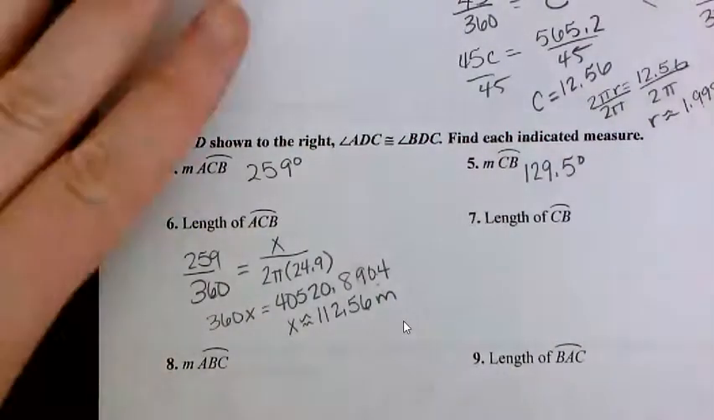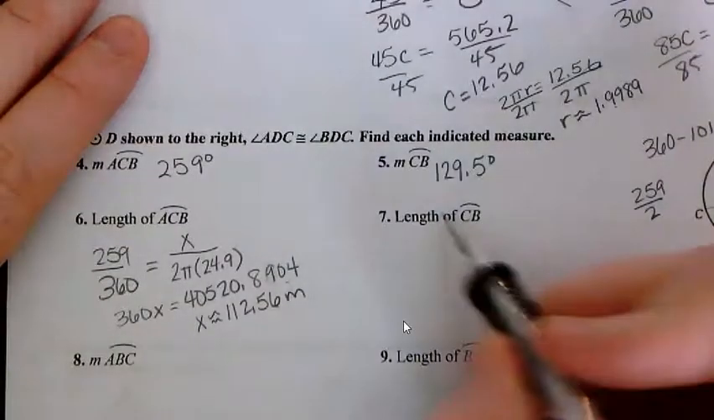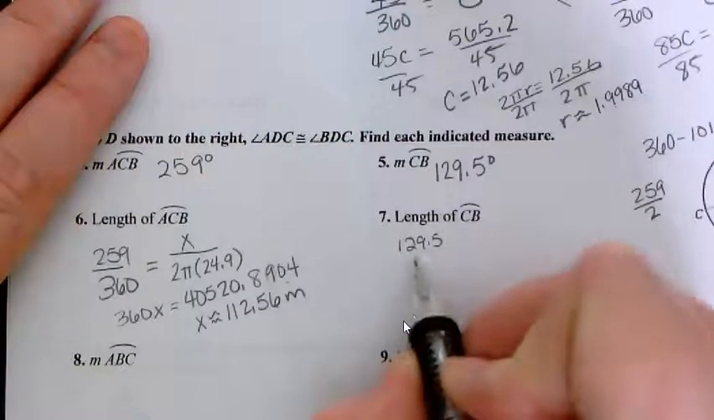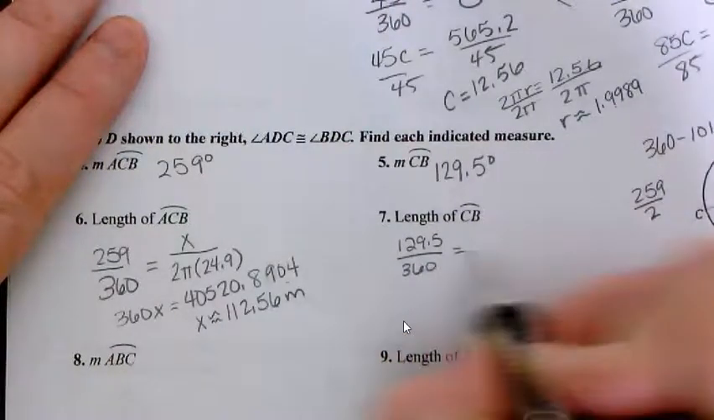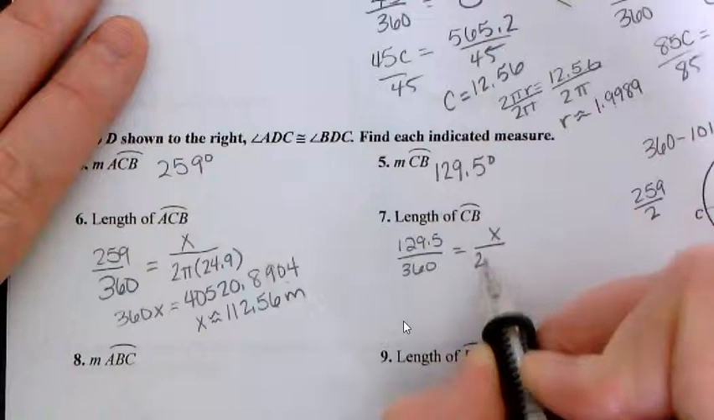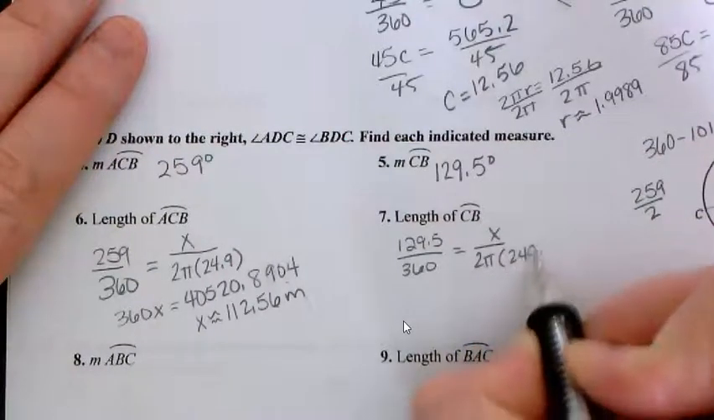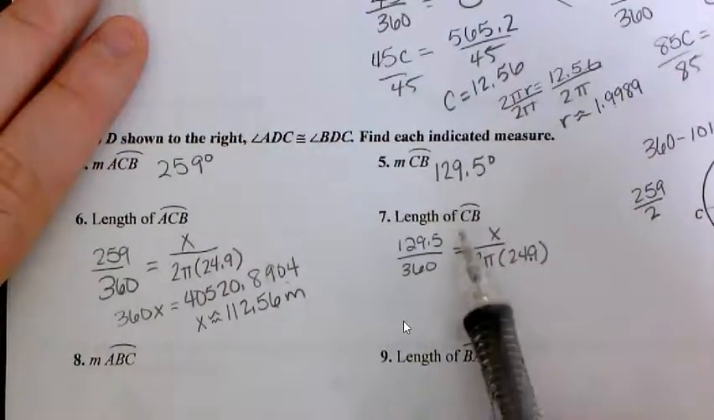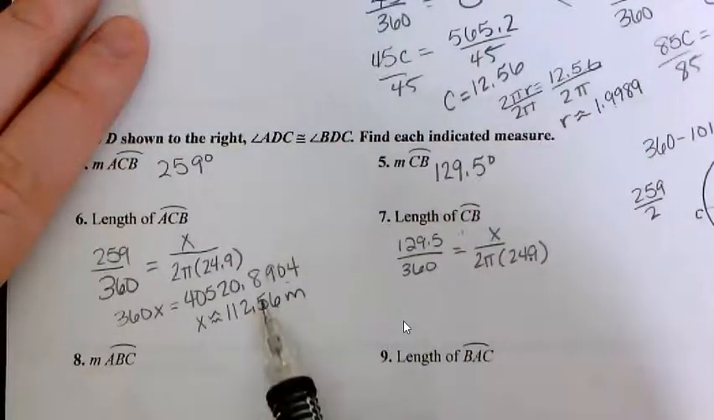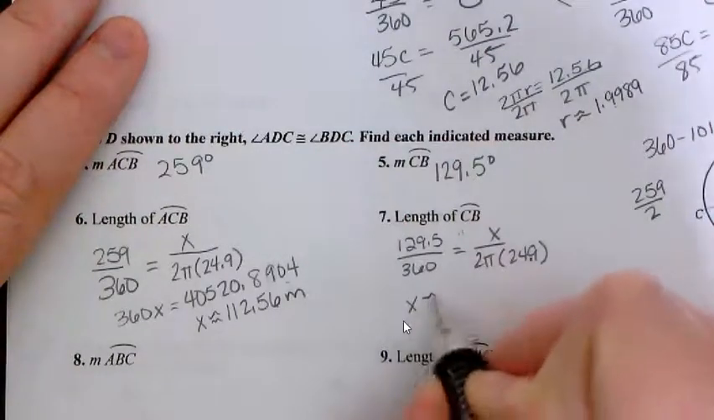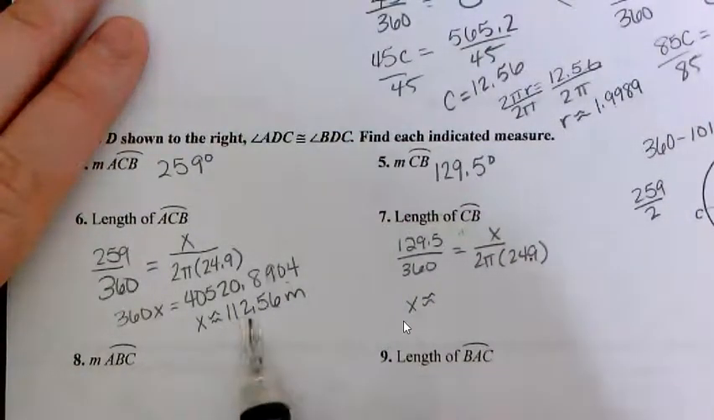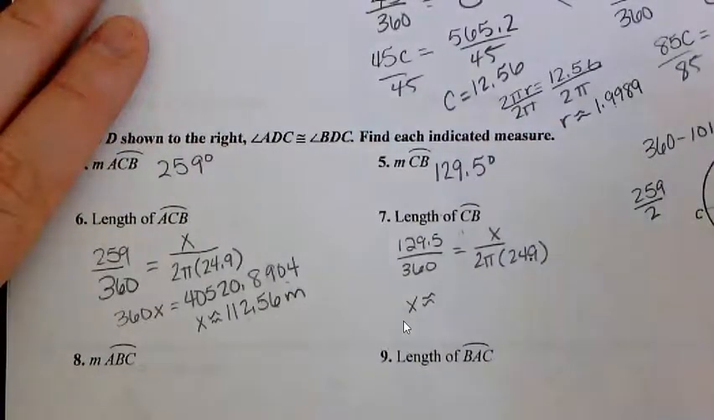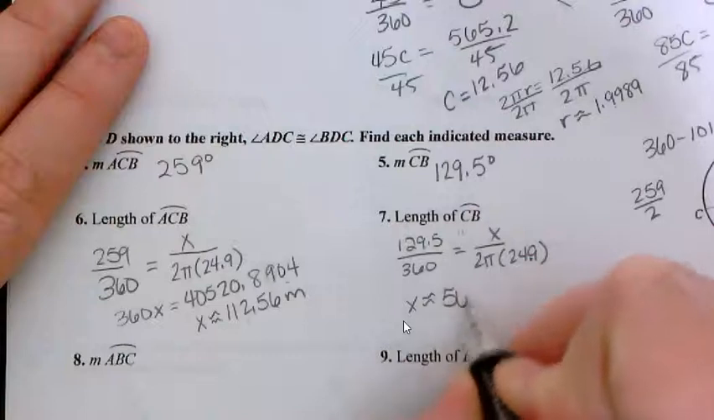Same thing with number 7. For length of arc CB, you have 129.5 degrees divided by 360 equals x over 2 pi times 24.9. Or if you notice that this length here is half this length, I would just divide the arc here in half. Whatever you do, you either divide 112.56 by 2 or do the same multiplication. You get 56.28 meters.